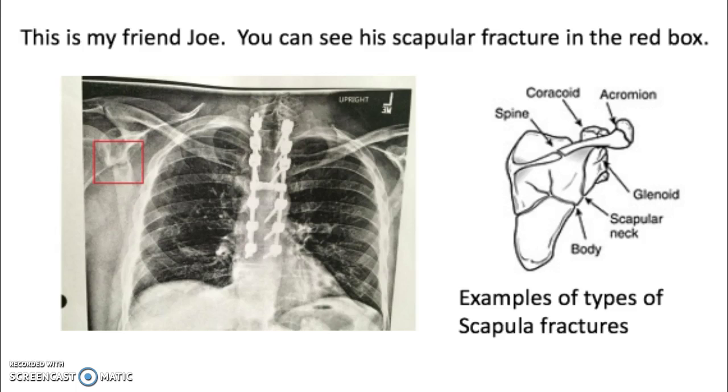And this one, I think we looked at this picture of my friend Joe when we were looking at the spine. You can see he has the thoracic spine fractures. He was in a motorcycle accident. But over here in this little red box, he has a pretty significant fracture of his scapula just below the glenoid fossa. And he had a pretty rough time. He was hit by a car whose driver wasn't paying attention to the possibility of a motorcycle being in the road.